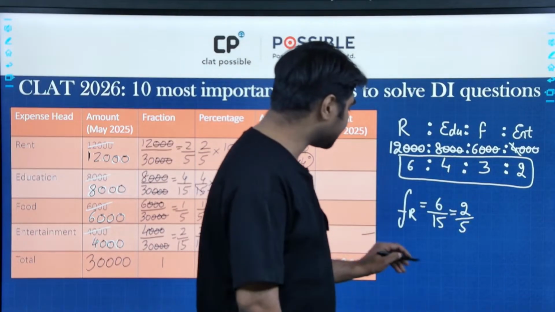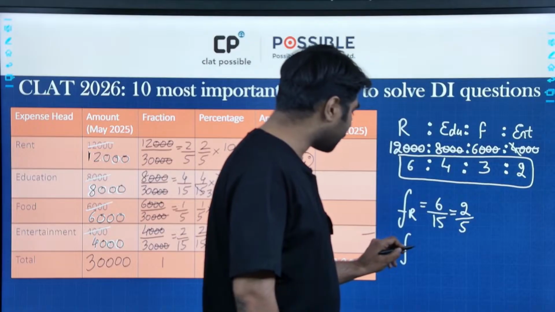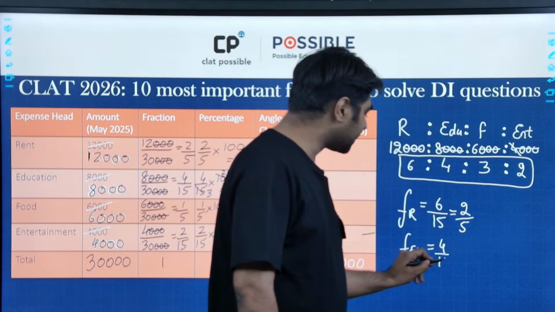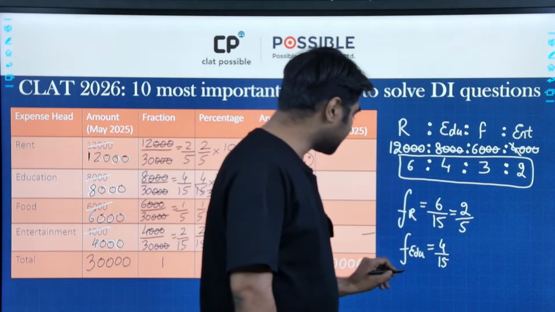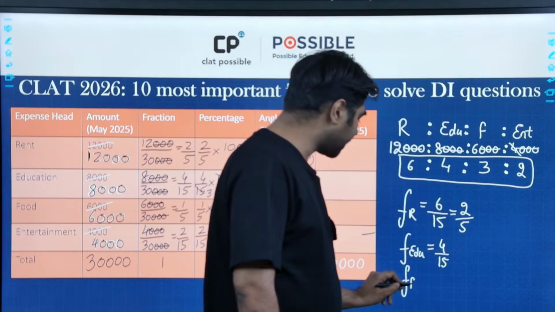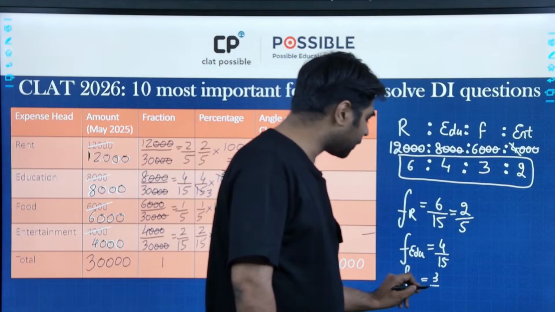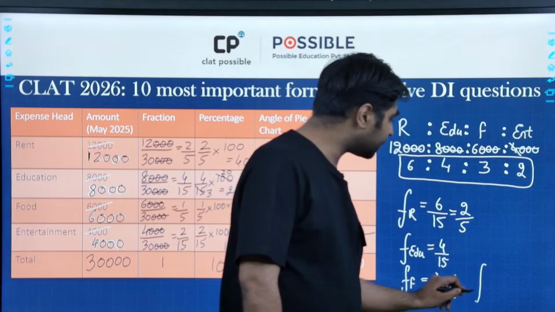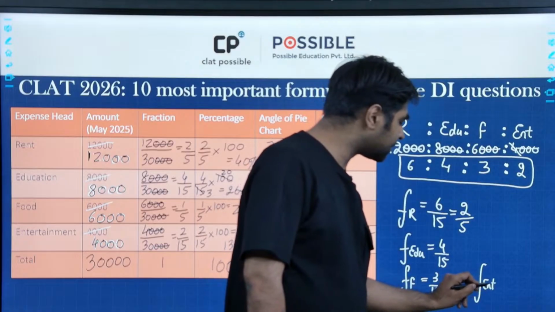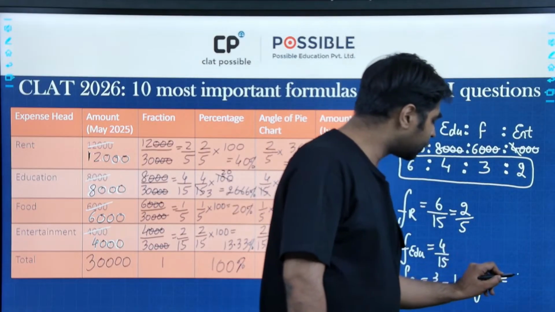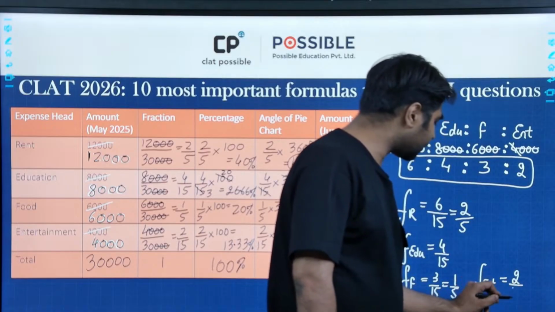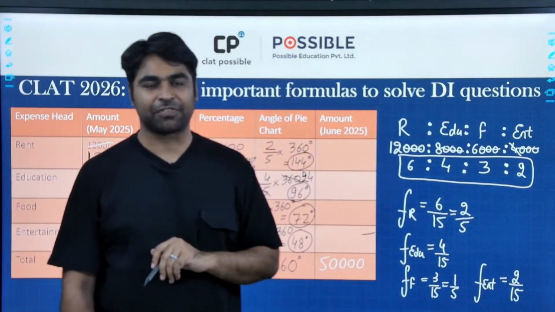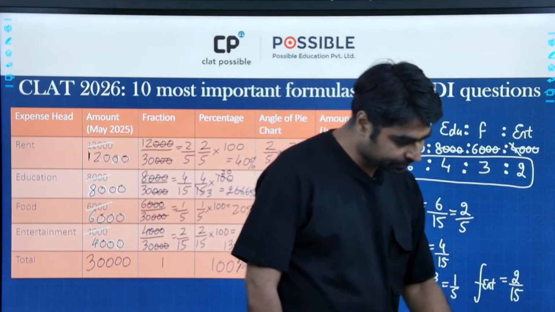Okay, similarly, the fraction of education will be 4 upon 15, the same that we got here. Similarly, the fraction of the fooding will be 3 upon 15, and that will be 1 upon 5. Similarly, the fraction on the entertainment will be 2 upon the total, that was 6 plus 4 plus 3 plus 2. Yeah, that is going to be 15, right? Perfect, guys.